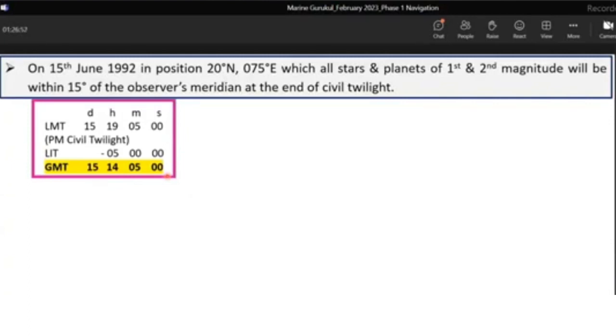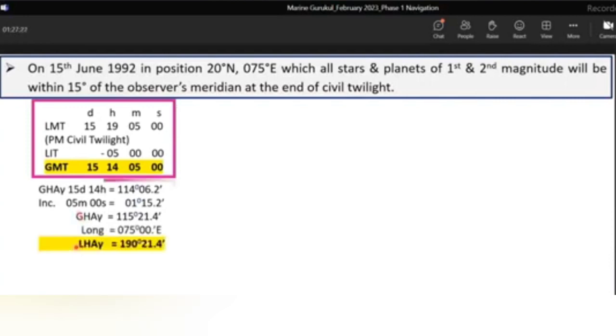From the daily pages of the Nautical Almanac, we extract GHA Aries for this GMT. Now GHA Aries for 15th day, 14 hours is on the screen. To this we add the increment for 5 minutes 0 seconds, and this gives us the GHA Aries. To this we apply the observer's longitude, that is 75 degrees east, longitude east, GHA least. So we add to get the LHA Aries. So the LHA Aries is 190 degrees 21.4 minutes.